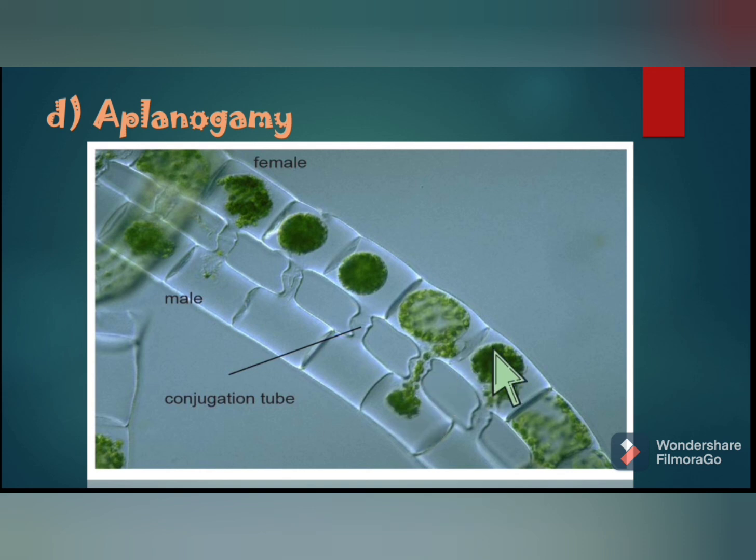So this can be seen in the case of green algae such as Zygnema and Spirogyra. So these are the different types of reproduction in green algae, that is Chlorophyceae.